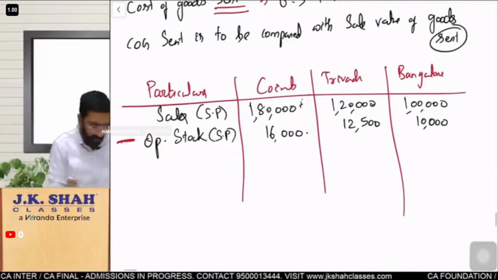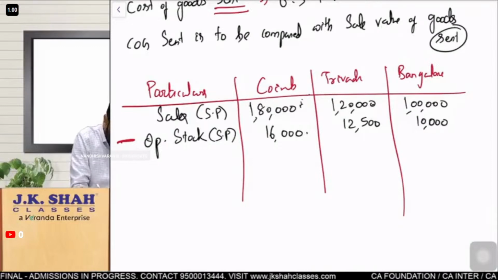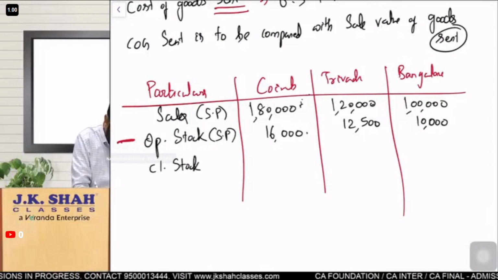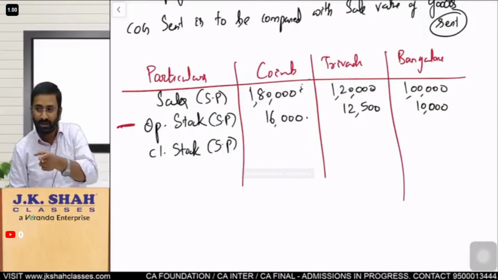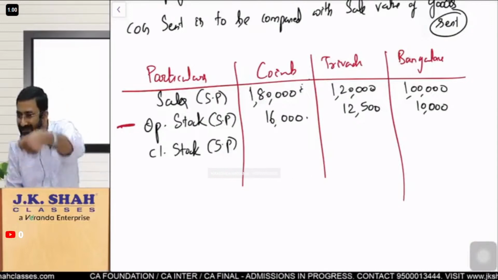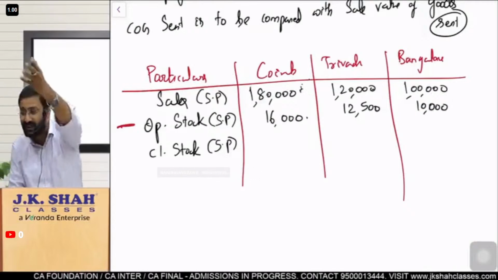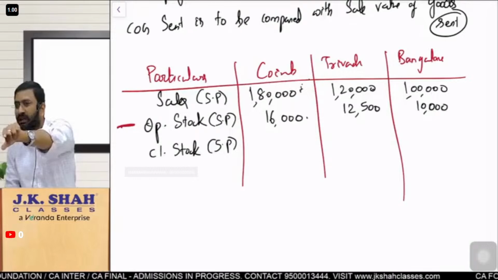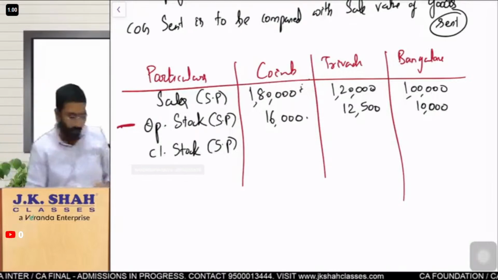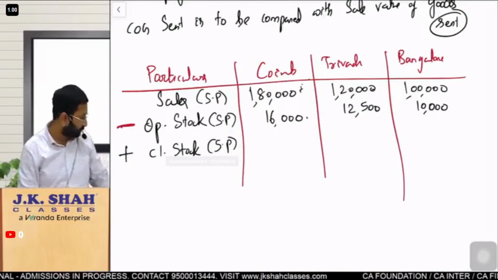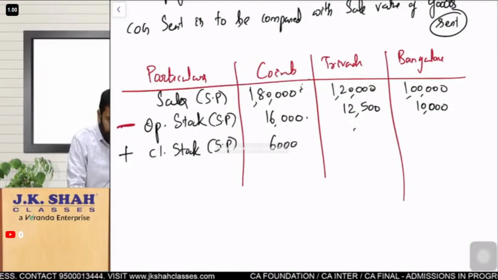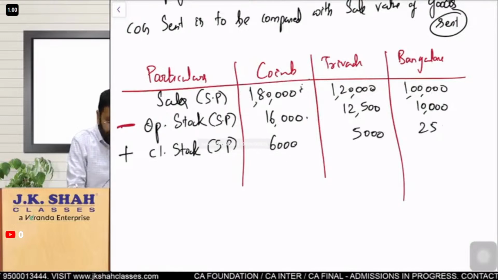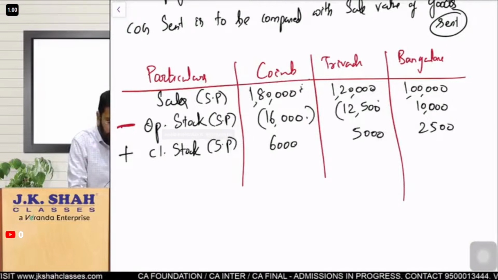Next, closing stock. Closing stock is also at which price? Selling price. Is closing stock sold or still lying with us? Still lying with us. But the closing stock would have been sent during this year only. So is it there in the sales? No. But have you sent it during the current year? Yes. So what should I do? Add. You add the closing stock at selling price: 6,000, 5,000, 2,005. So opening stock to be removed, closing stock to be added.